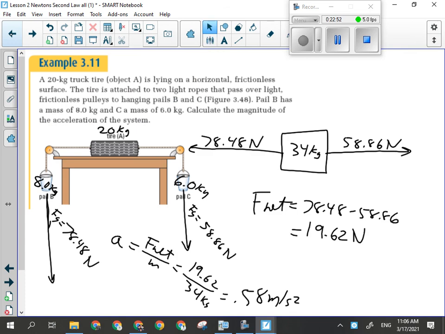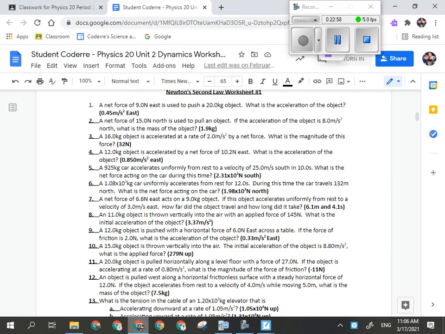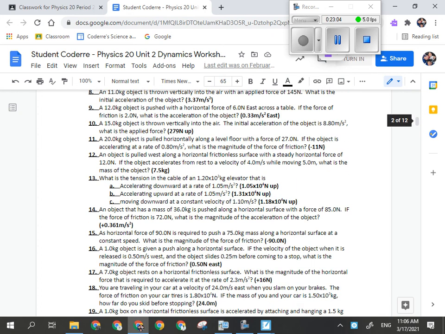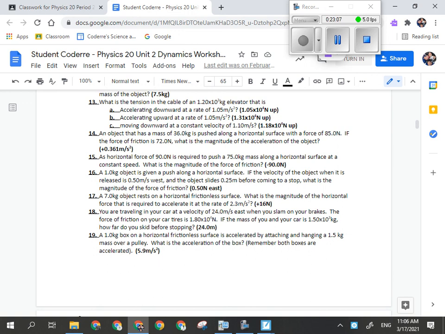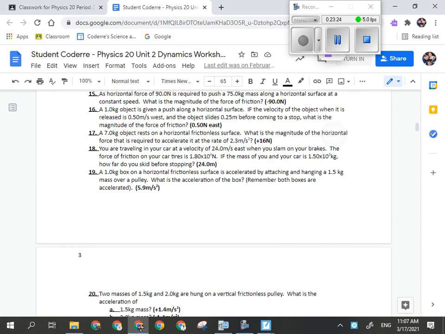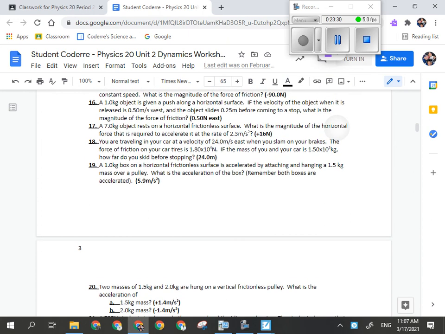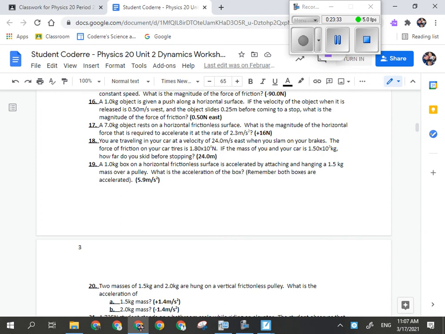So, back on this worksheet here, I know you guys have been working pretty hard on this one. I want you guys to try a couple of specific ones here. I would like you guys to do 16 through 19 for right now. Actually, sorry, 16 through 20, because that one's got the vertical pulley.